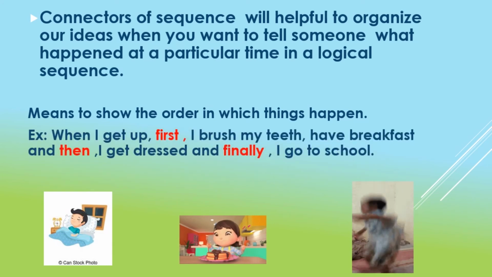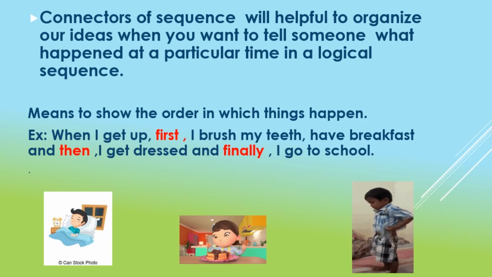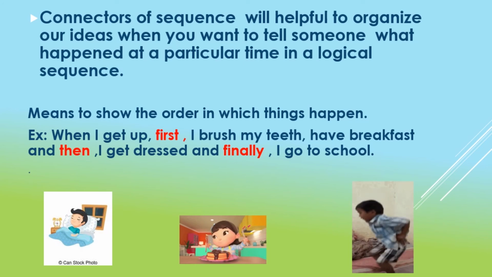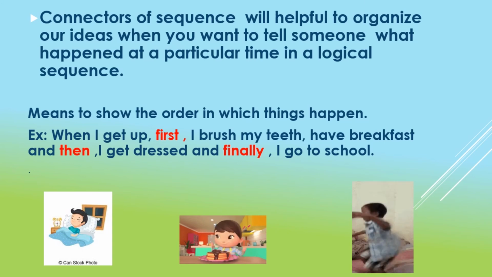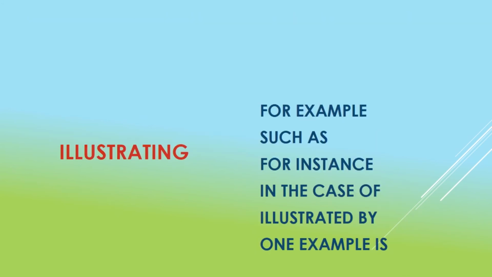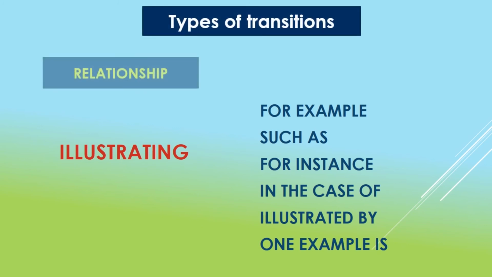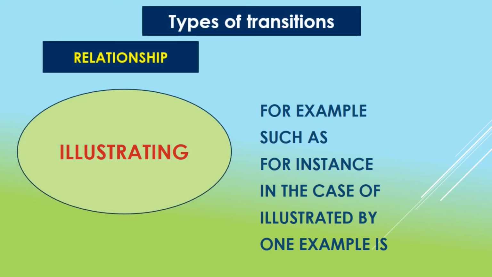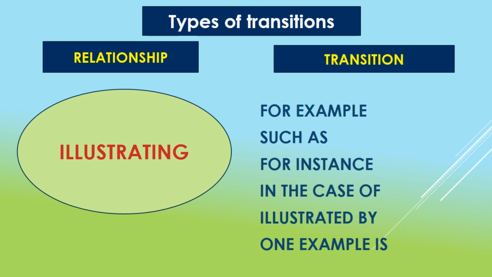For example, when I get up, first I brush my teeth, have breakfast, and then I get dressed, and finally I go to school. Here, first, then, and finally are the connectors of sequence used. The next one is illustrating. The relationship we can discuss here is illustrating, and the transitions are, for example, such as, for instance, in the case of, illustrated by, one example is.